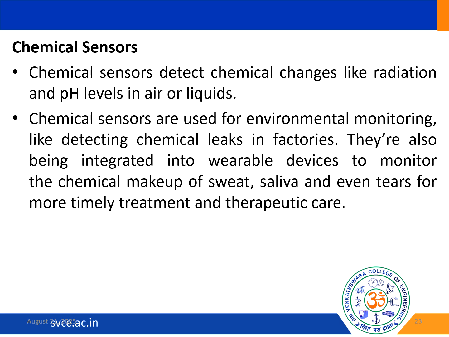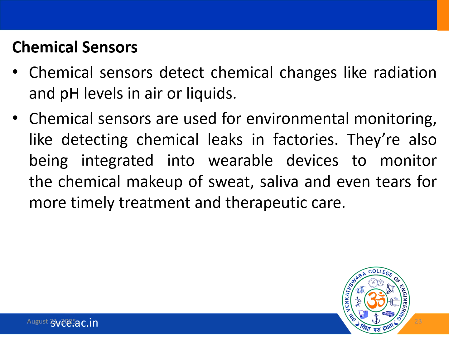Next we'll move on to chemical sensors. We'll see how chemical sensors are used in the environment, and in health monitoring of patients. Chemical sensors play a vital role in safeguarding environments by detecting hazardous leaks in industrial settings. They also prevent accidents and can ensure regulatory compliance. Chemical sensors detect chemical changes like radiation and pH levels in air or liquids. To find out the chemical composition or substance, we can use chemical sensors.